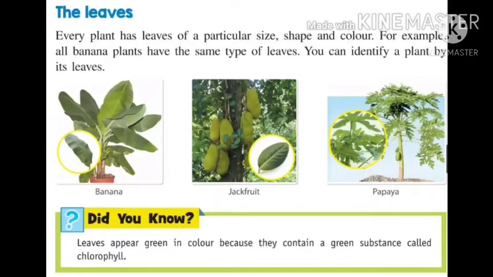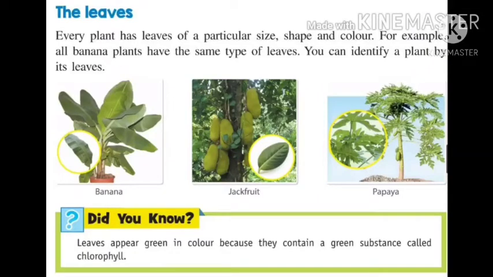Function of leaves. Every plant has leaves of a particular size, shape and color. For example, all banana plants have the same type of leaves. You can identify a plant by its leaves. Leaves appear green in color because they contain a green substance called chlorophyll.